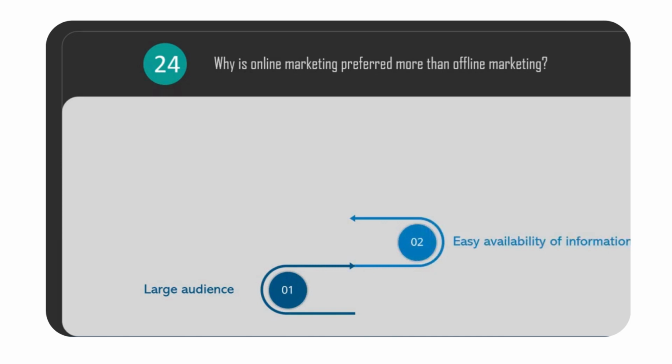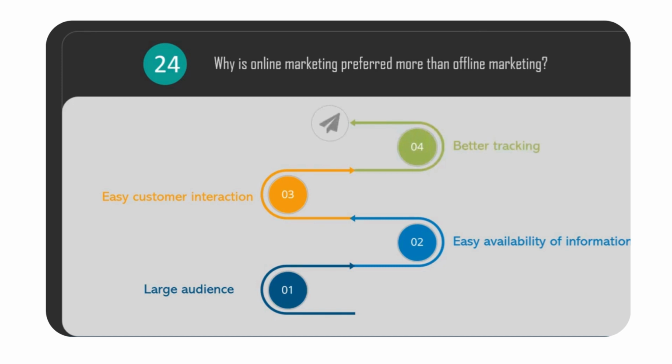Information is immediately available online, so you don't have to wait for another person to come and inform you about the product. Interaction with the customer is also made very easy and you can get in touch very fast. Another added advantage of online marketing is better tracking. You can track where your product is, when it is arriving, what the cost is, all of it, you can get it online. So, these are some major reasons why online marketing is preferred over offline marketing.